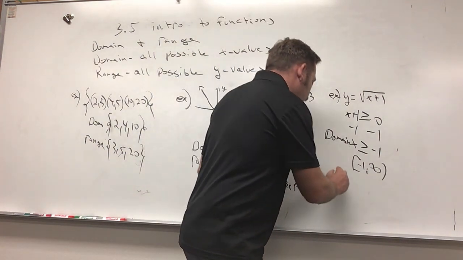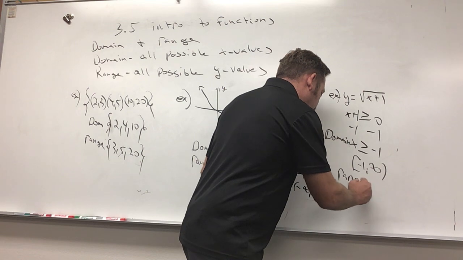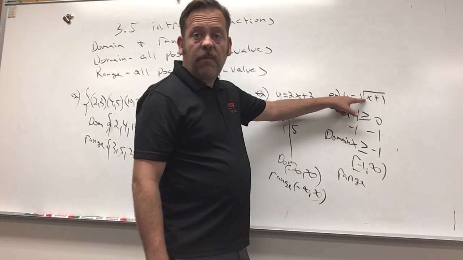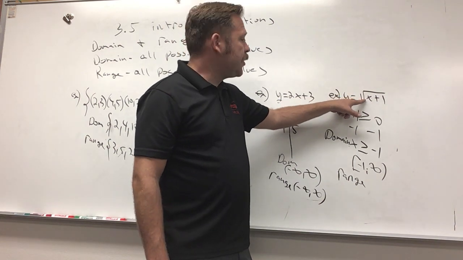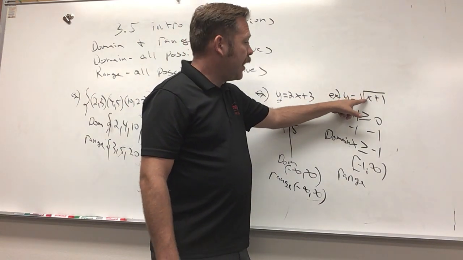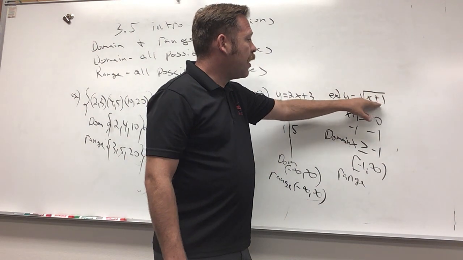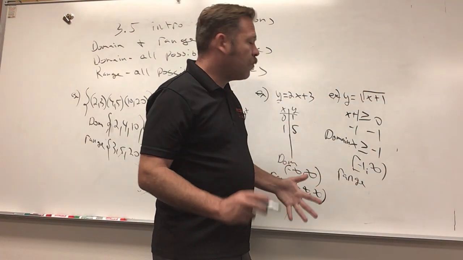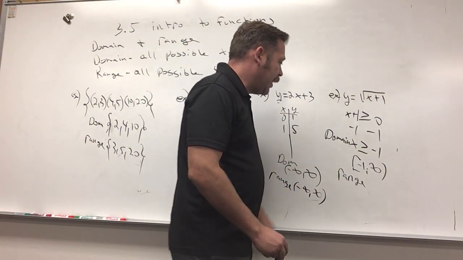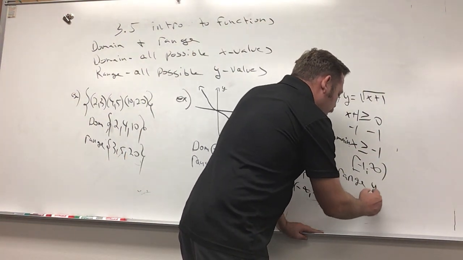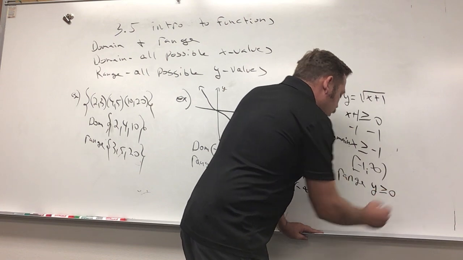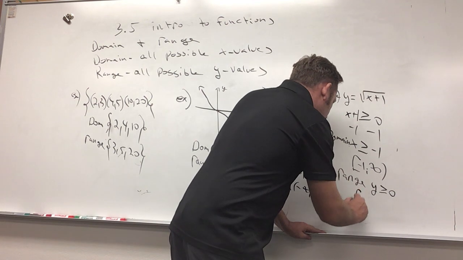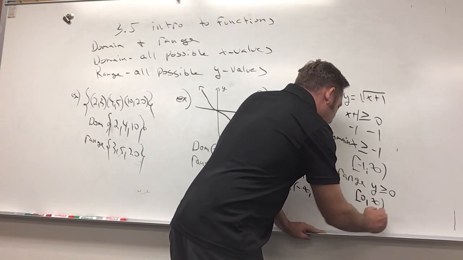How about range? Range. All right. So what's the smallest number we can plug in? -1, right? If we plug in -1, we see the smallest possible y value. -1 plus 1 is 0. The square root of 0 is 0. So the smallest y value or output that you could get would be y must be greater than or equal to 0. Or if you wanted to do that in interval notation, you would do a bracket 0, comma to infinity.